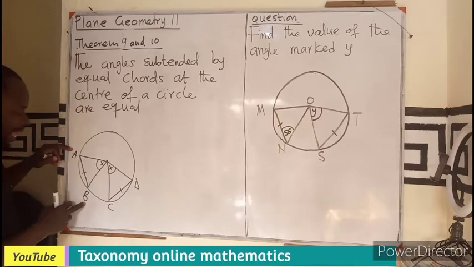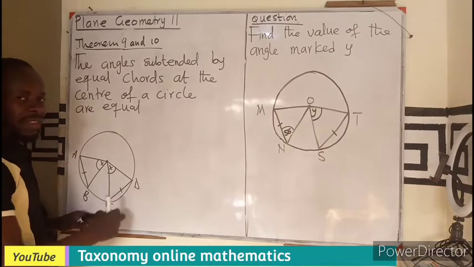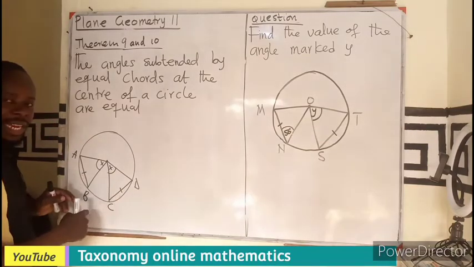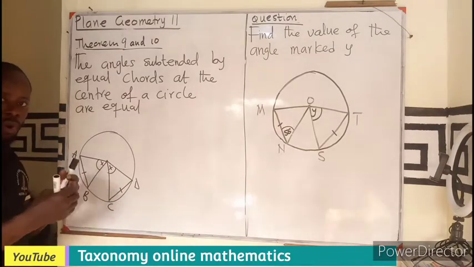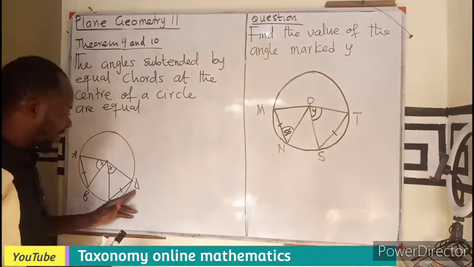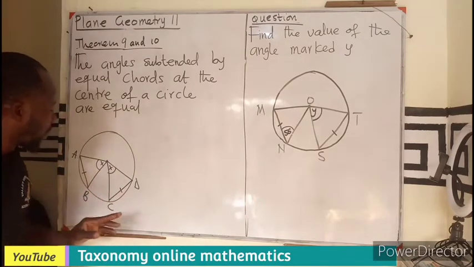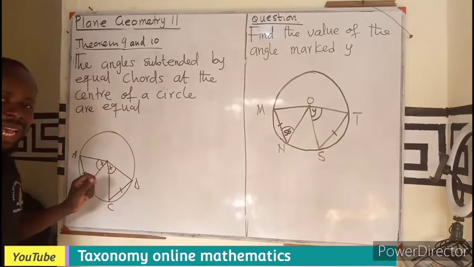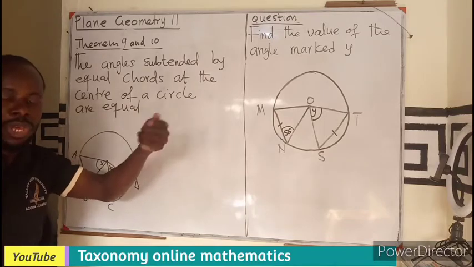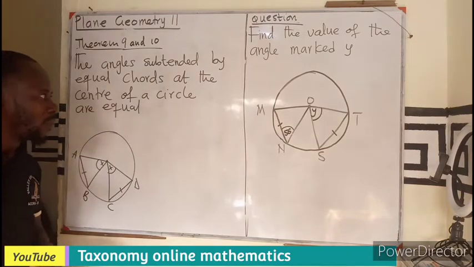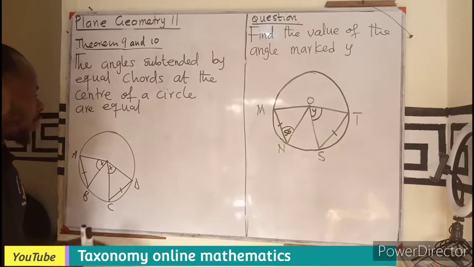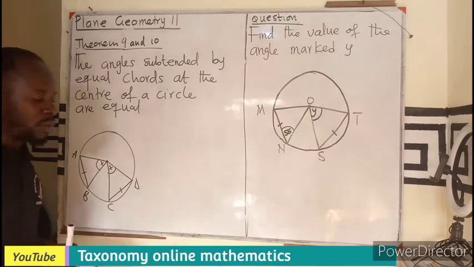We can see the line AB is a chord, CD is a chord. This mark here indicates that the two chords are equal in length, meaning if this is 6 centimeters, this is 6 centimeters. If that is true, then the angles both subtend at the center will be equal. That is one of the theorems.